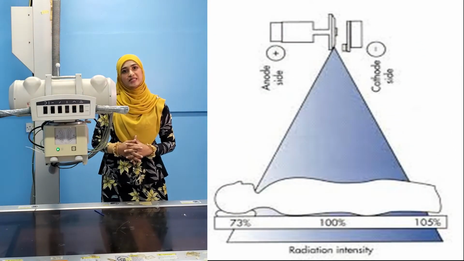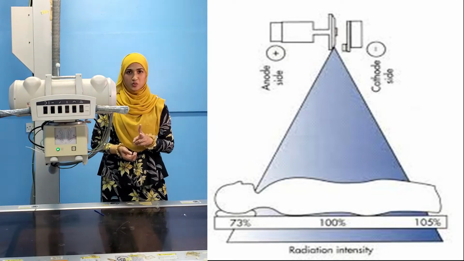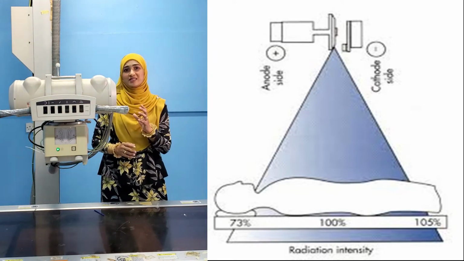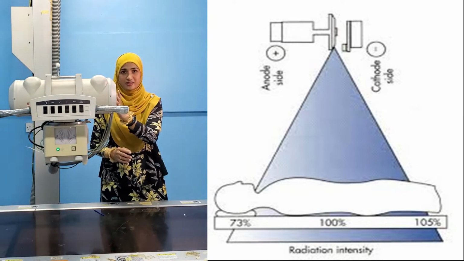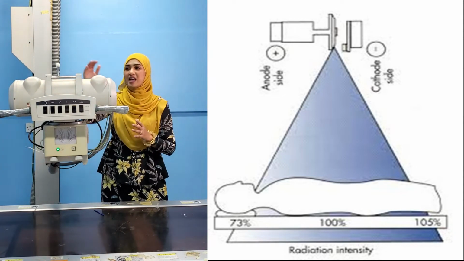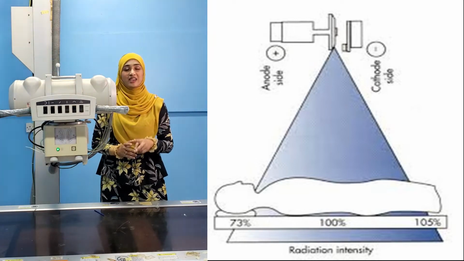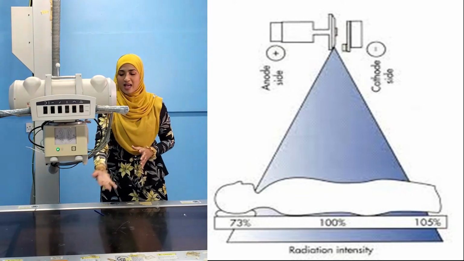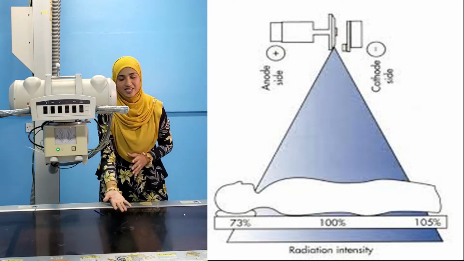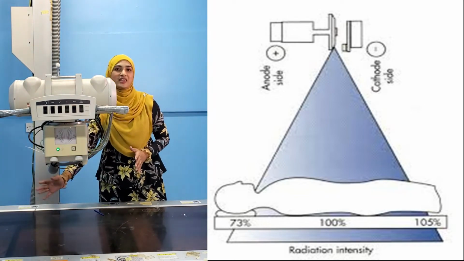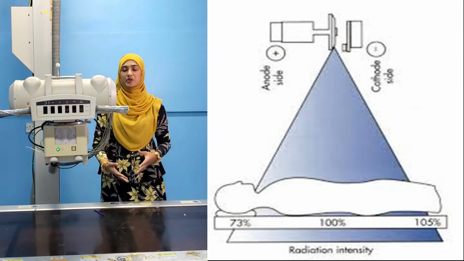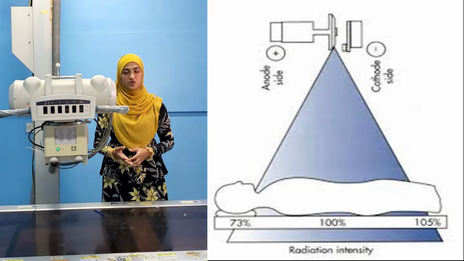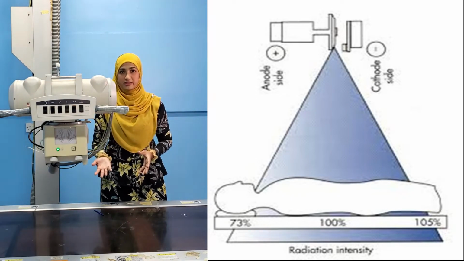So we can compensate for that in two ways. One is placing a filter or wedge filter, which is thicker at the anode and less thick at the cathode. The other way is by placing the thicker part of the body of the patient at the anode side, and the less thick part on the cathode side. That is how you can overcome the anode heel effect. That is why it is important for us to know where the anode and the cathode are.